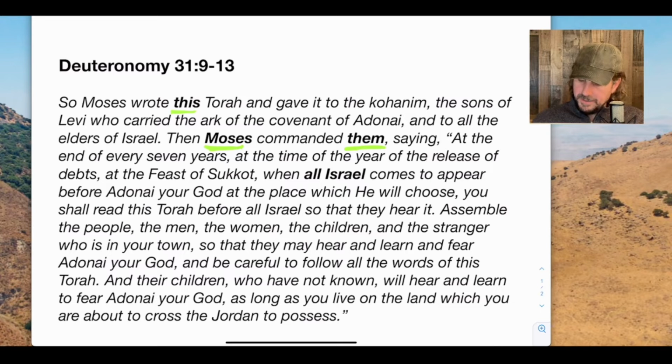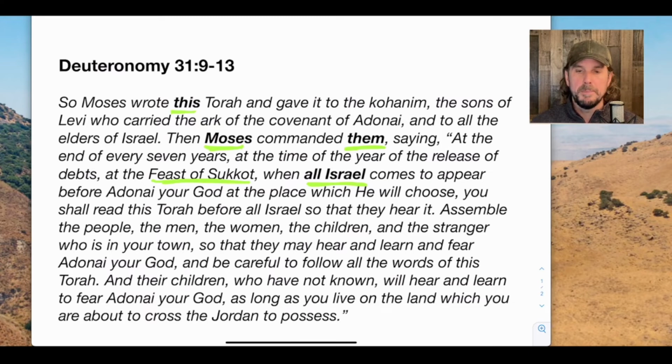Saying, at the end of every 7 years, at the time of the year of the release of debts, at the feast of Sukkot, when all Israel, Kol Yisrael, bold, comes to appear before Adonai your God at the place which he will choose, you shall read this Torah before all Israel so that they may hear it. So that they hear it.